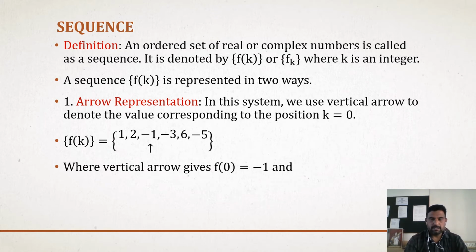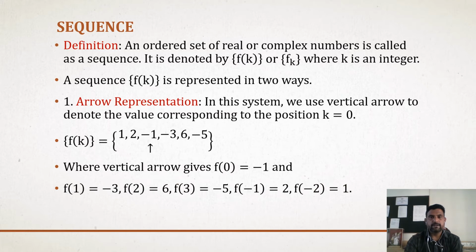And the right side values are minus 3, 6 and minus 5. Minus 3 is f(1), 6 is f(2), minus 5 is f(3), and the left side values: 2 is f(minus 1), 1 is f(minus 2). Right side values are at k equal to 1, 2, 3 and left side values are at k equal to minus 1, minus 2, minus 3. The arrow represents the value of the sequence at k equal to 0. This is arrow representation.